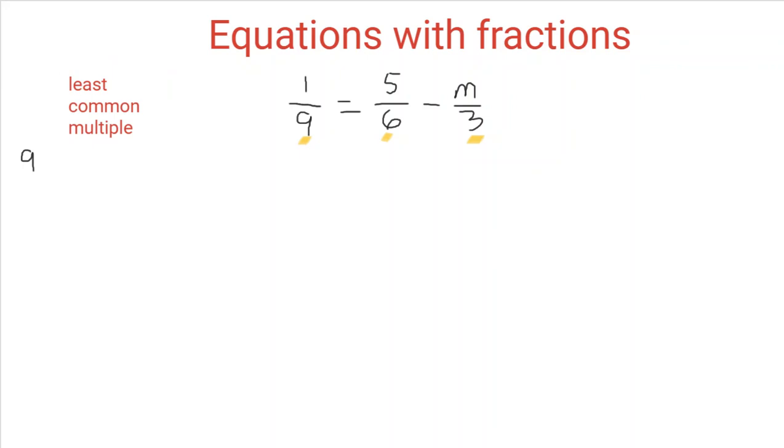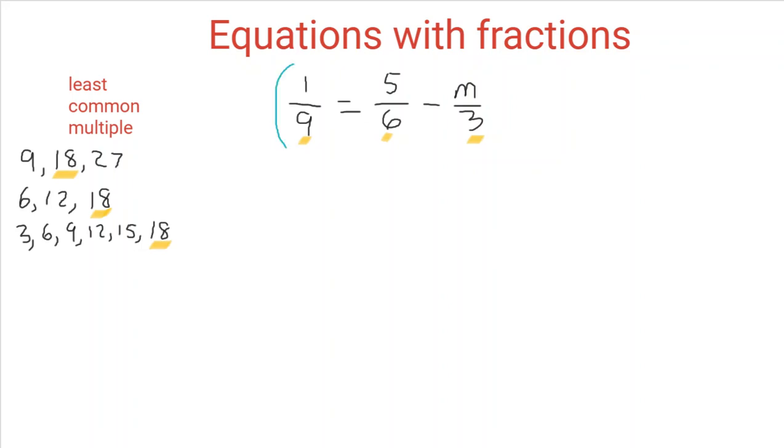9 times 1 is 9. 9 times 2 is 18. 9 times 3 is 27. All right, let's do the next one. 6 times 1 is 6. 6 times 2 is 12. 6 times 3 is 18. I'm going to stop right there because I can see these two are the same. So let's try 3. 3 times 1 is 3, 3 times 2 is 6, 3 times 3 is 9, 3 times 4 is 12, 3 times 5 is 15, 3 times 6 is 18. So I can see I have a least common multiple of 18.